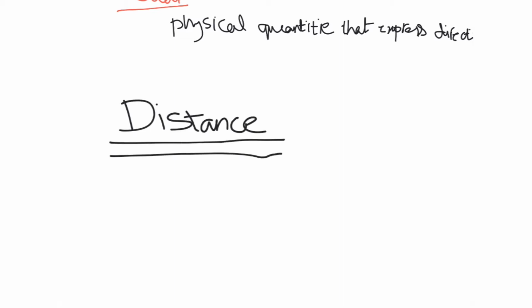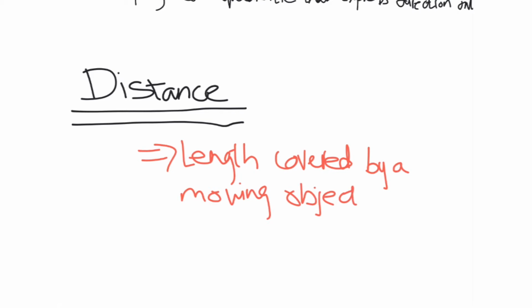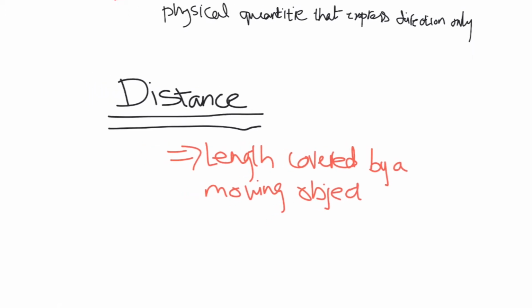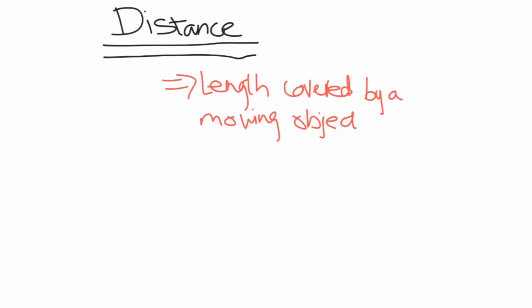Now, distance is basically the length covered by a moving object and is a scalar quantity. So, direction is not written with it and it only tells you about the magnitude of the length it has covered. For example, if a body has moved from point A to point B and the distance is 100 meters, this will be the distance covered by that body.